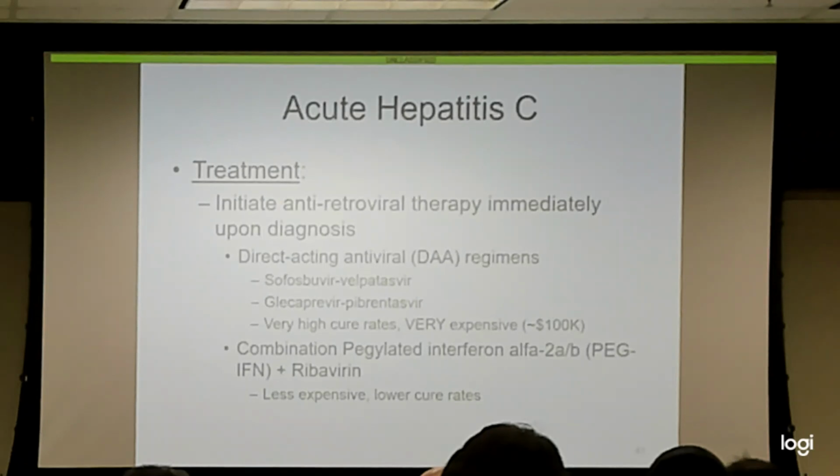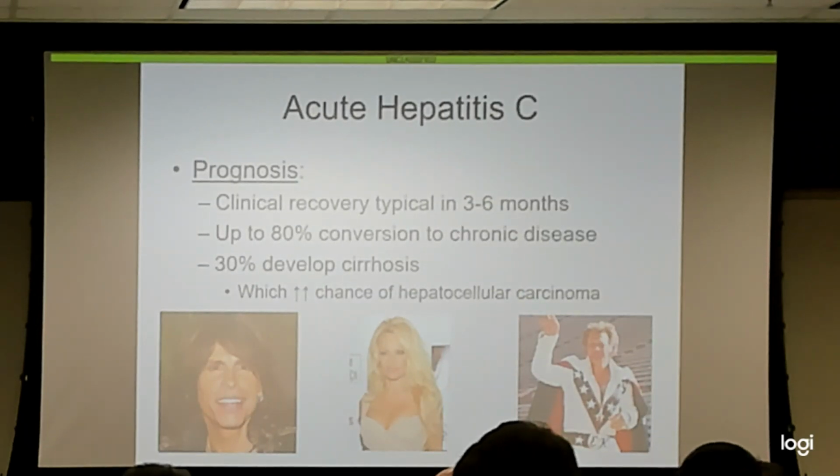Treatment: initiate antiviral therapy immediately upon diagnosis. Direct-acting antiviral (DAA) regimens are some of the meds that you can give for that. Very high cure rates, but very expensive. You guys remember when they started coming out with the cure for hepatitis C? Those meds are still out there, but they're super expensive. You can use a combination of pegylated interferon alpha 2A and B plus ribavirin, which is less expensive but has lower cure rates. So that's for people known to have the hepatitis C virus.